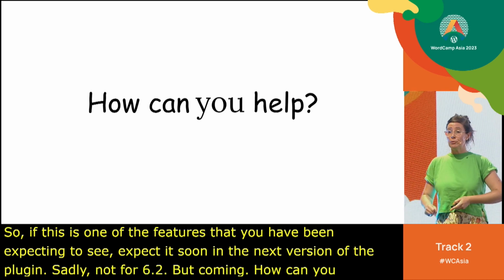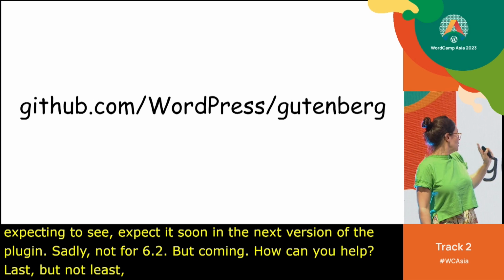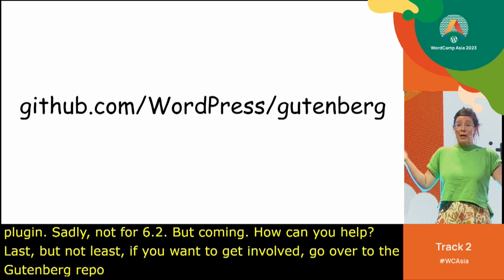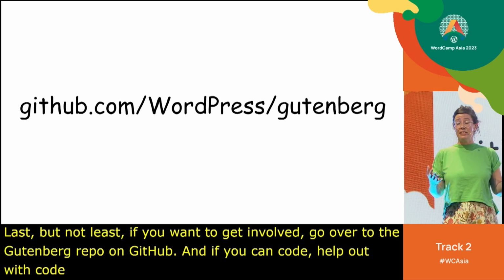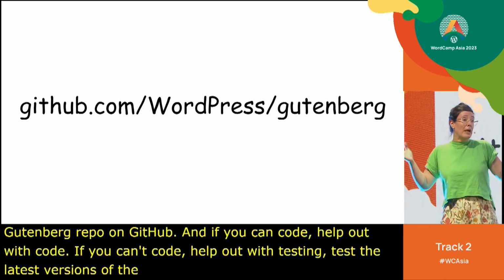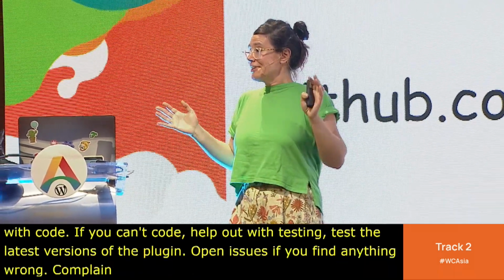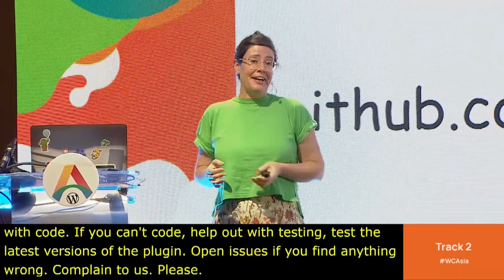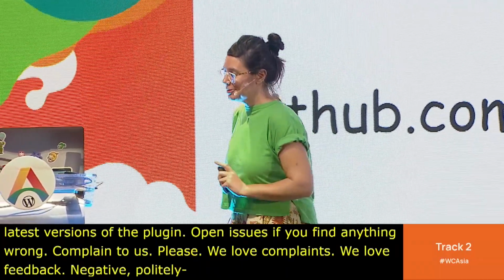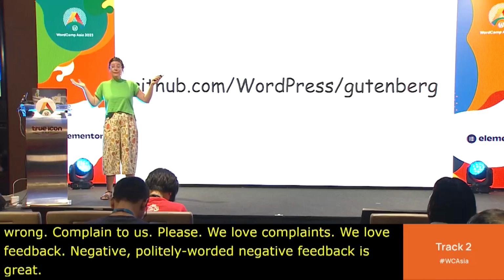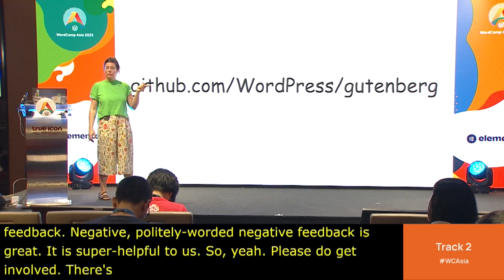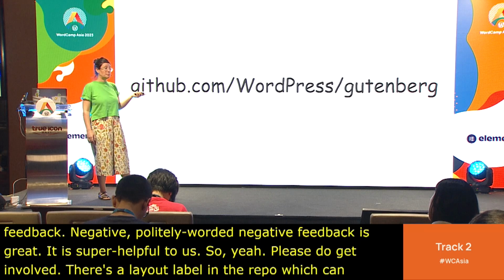How can you help? Last but not least, if you want to get involved, go over to the Gutenberg repo on GitHub, and if you can code, help out with code. If you can't code, help out with testing, test the latest versions of the plugin. Open issues. If you find anything wrong, complain to us, please. We love complaints, we love feedback. Politely worded negative feedback is great. It is super helpful to us. So yeah, please do get involved. There's a layout label in the repo which can be helpful to find issues related to this specific feature.